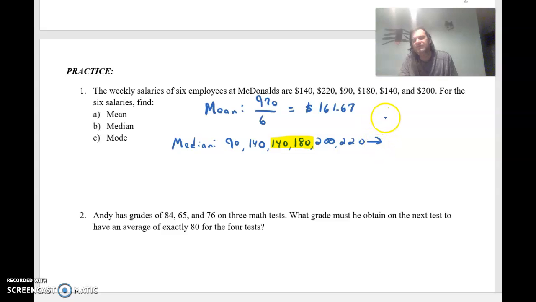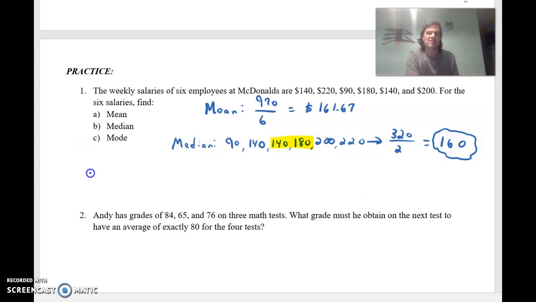So as I said, if there's an even number of items, you will take the middle 2 and add them together, which I believe is 320 when I add 180 and 140. Alright, and I'll divide that by 2, and I believe that is 160. So that will be the median. It's not even in our list, but that is the definition of the median and the way we find it, the median salary here.